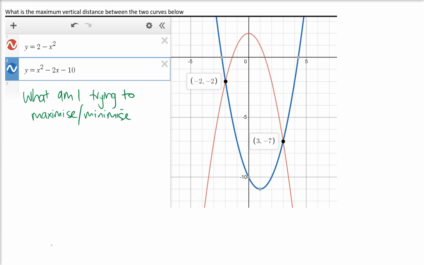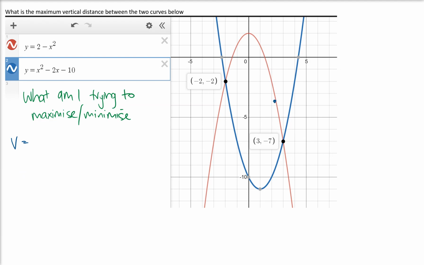What is it here that I'm trying to maximize? Exactly, vertical distance. So what I need to do is set up an expression where vertical distance is something. Because after I've done that, I'll be able to differentiate my vertical distance. So how do I find my vertical distance? What is an expression for it?